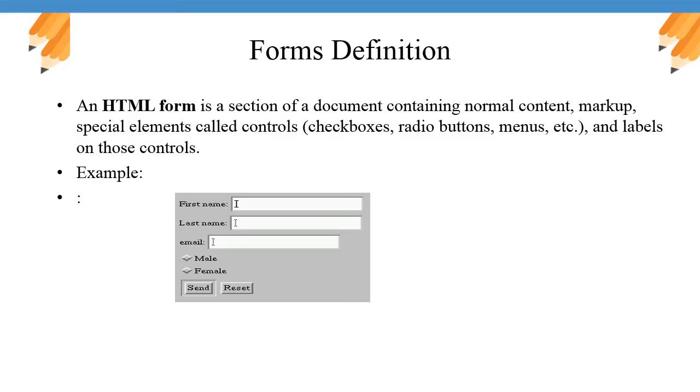So with the help of forms, we are creating a simple document. The document contains text and text boxes, various check boxes, radio buttons, dates and submit buttons. Here, for example, this is one example of a form. In this form, the form contains text boxes, radio buttons and submit buttons.